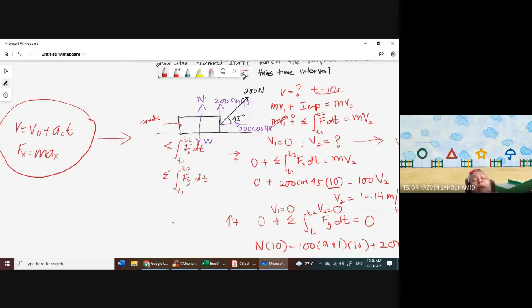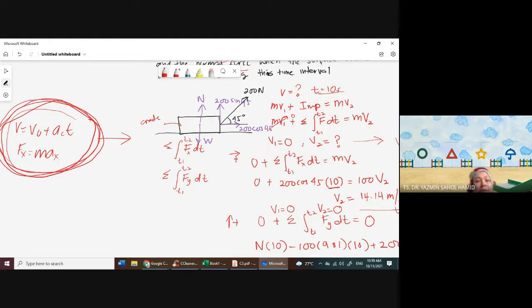If you use this formula, you can get the same answer. But sometimes during the exam, they will highlight which method they ask you to use. If they say use impulse, you have to use this one. But if they do not mention, you can use the second law and this formula. You can use these two formulas to solve, like how I explained in the previous examples. If you don't believe me, you can try and then prove that you get the same answer.